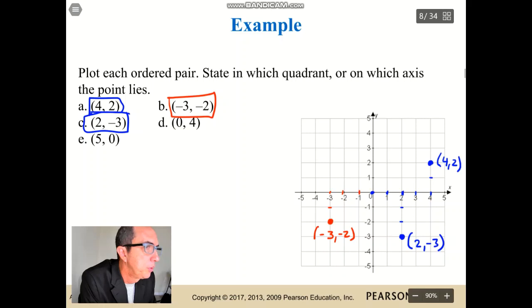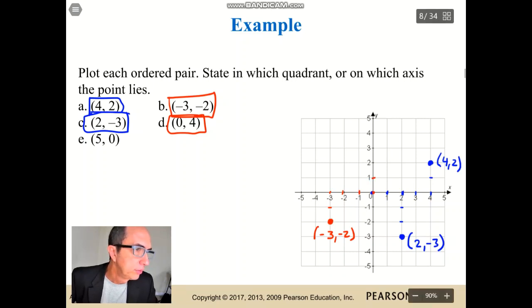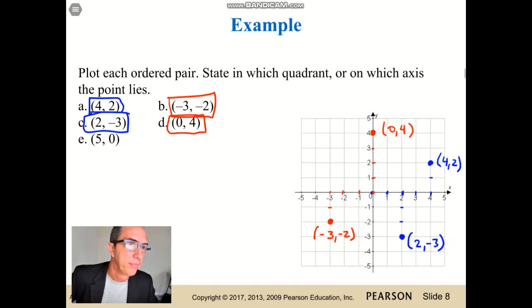Now 0 and 4. 0 means we don't move neither to the right or to the left, and 4 is the y coordinate, we move 4 units up, and this point here is the point corresponding to the coordinates 0 and 4, or the order pair 0 and 4.